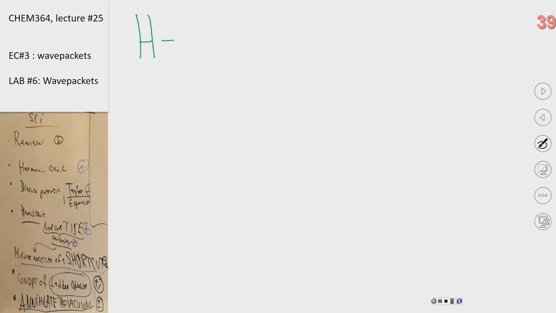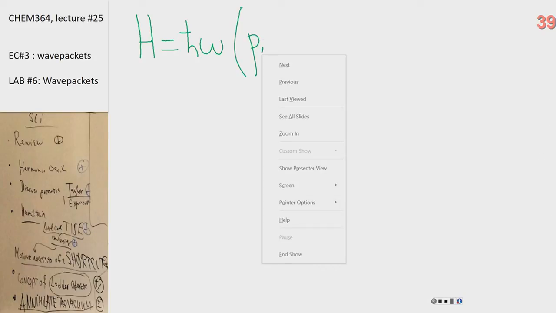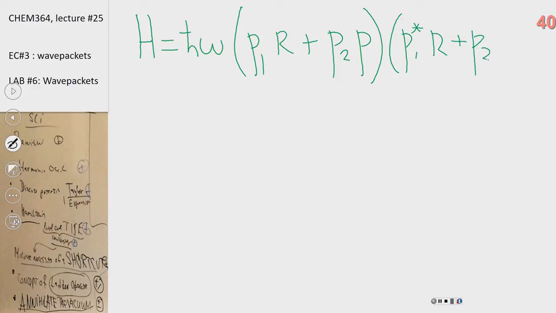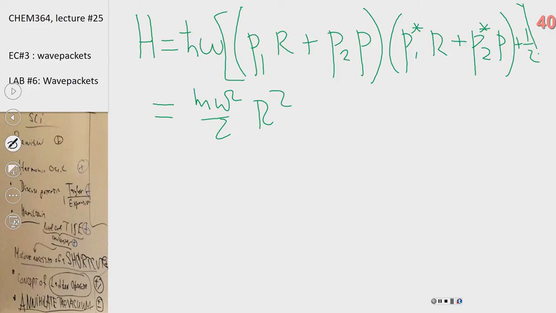So our homemade Hamiltonian: P, R, plus P, times P1 star, and if it is real, it will be the same R, plus P. And we do want that it will be equal to omega squared R squared, and here H bar plus 1/2, plus minus.